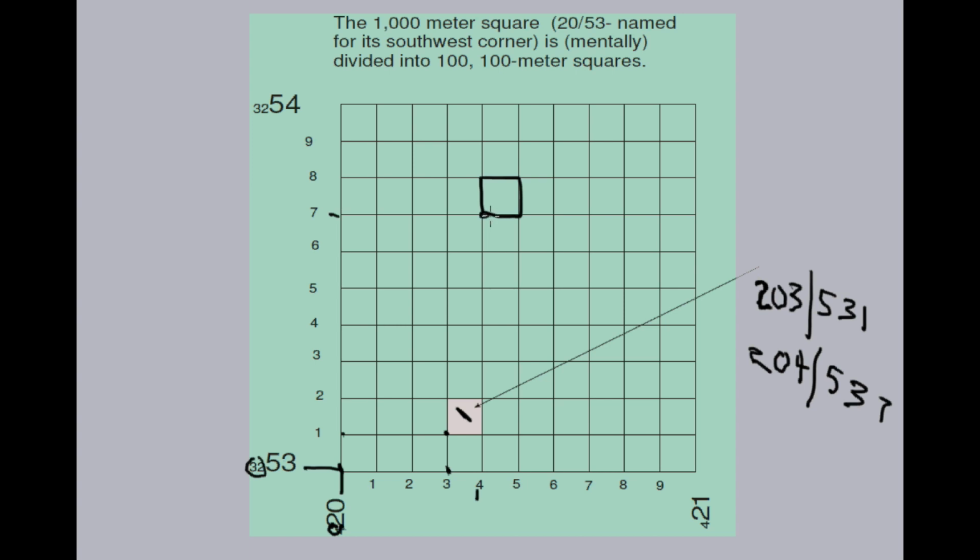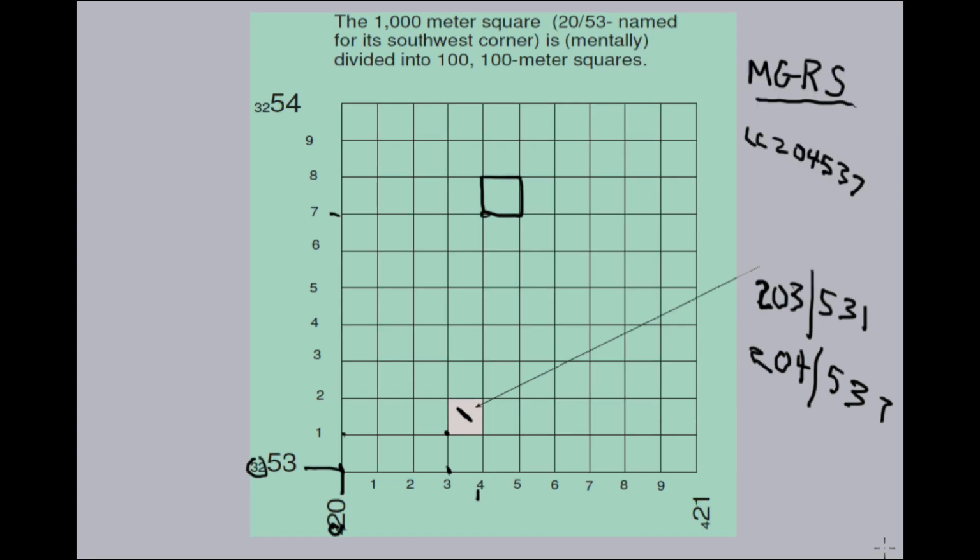If you want even more accuracy, you can follow this on out and zero in on, let's say, this 204,537 square, and you can break it into 10 square meters, and instead of having a 6-digit coordinate, you would have an 8-digit coordinate, and that would put you in a 10 meter square. Or you can go all the way out to a 1 meter square, in which case you would have a 10-digit coordinate. But for most land navigation purposes, just simply identifying yourself within a 100 meter square is sufficient.